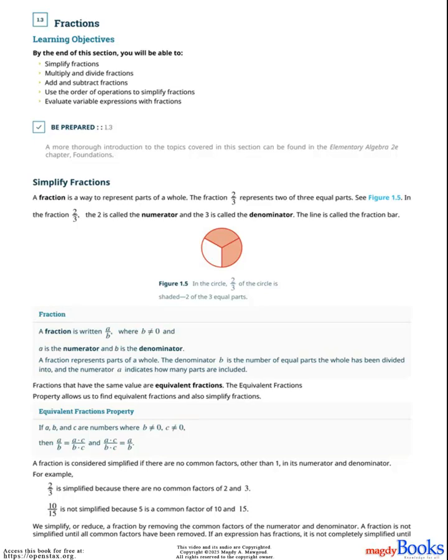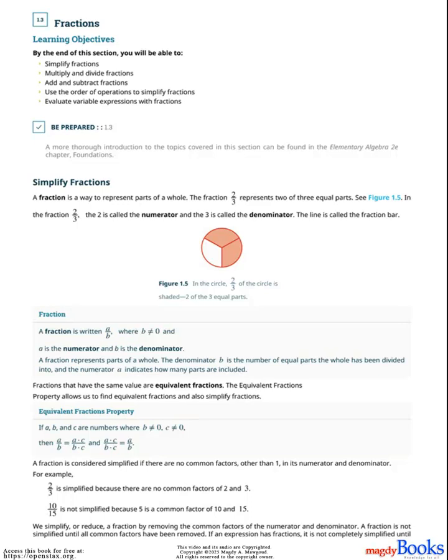A fraction is written a/b, where b is not equal to 0, a is the numerator, and b is the denominator. A fraction represents parts of a whole. The denominator b is the number of equal parts the whole has been divided into, and the numerator a indicates how many parts are included. Fractions that have the same value are equivalent fractions. The equivalent fractions property allows us to find equivalent fractions and also simplify fractions.